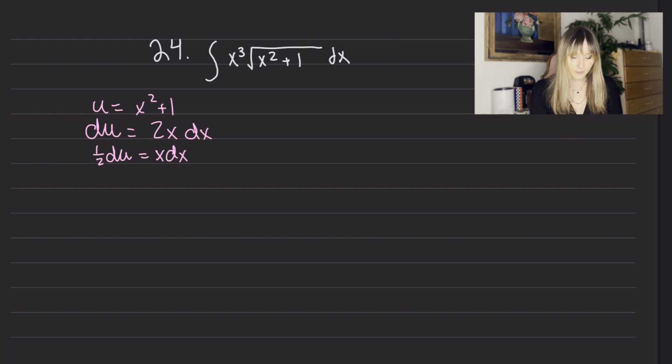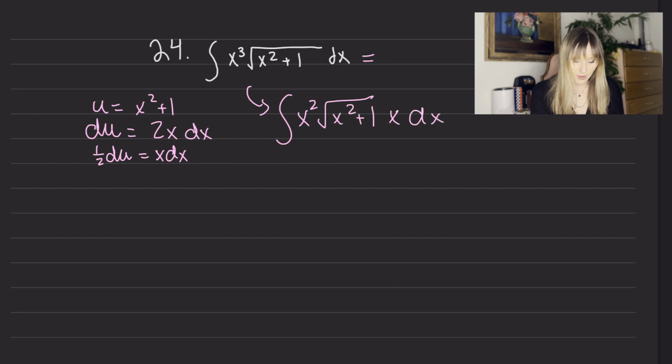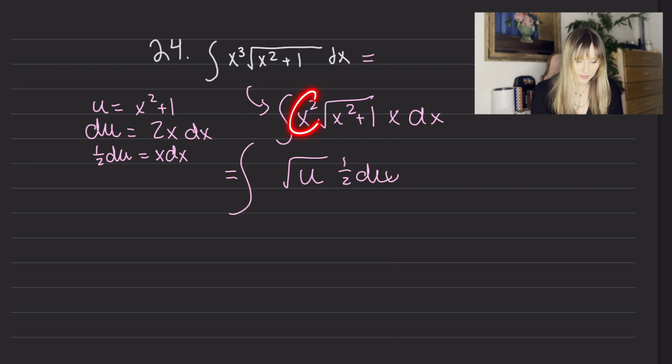Great. So this can be turned into, I'm going to do it down here, x squared, and then we have the square root of x squared plus 1 times x dx. Now we have everything in there. We have the u in there. We have the x dx, 1/2 du. Now we just have to plug in that x squared down there.